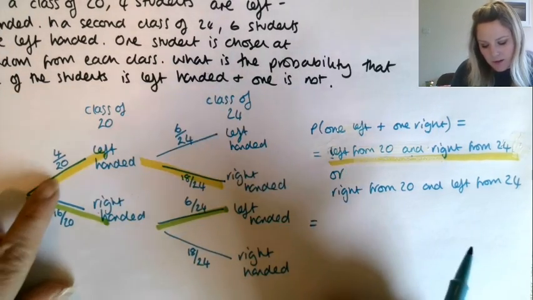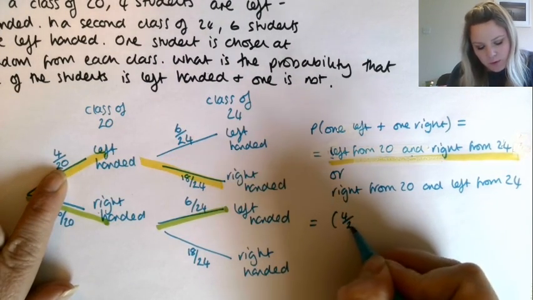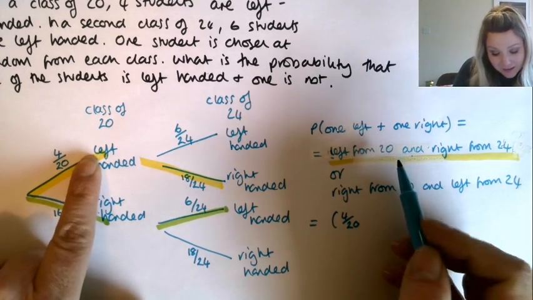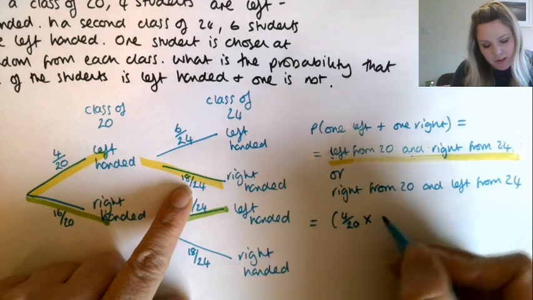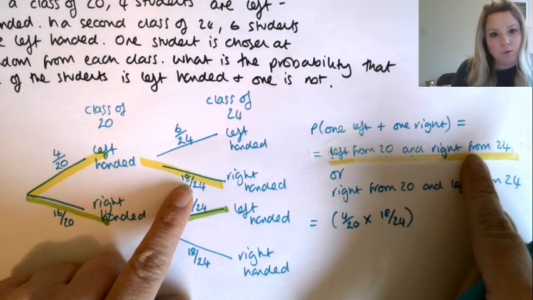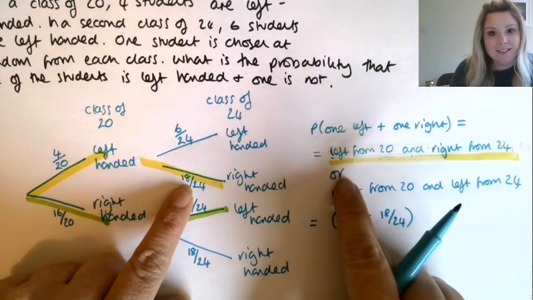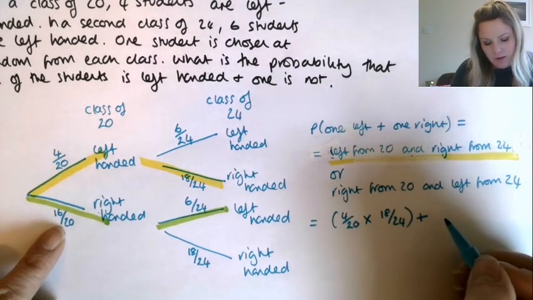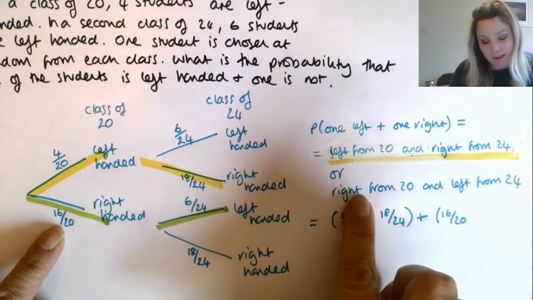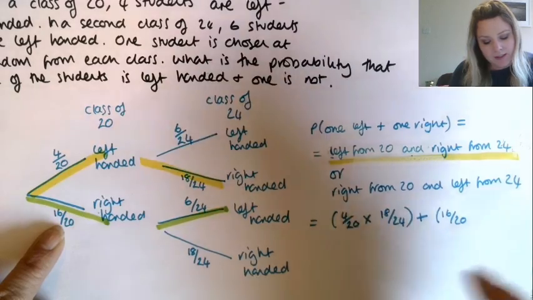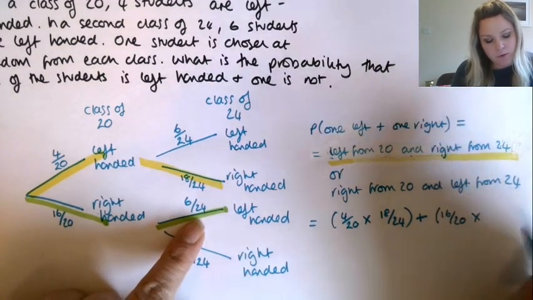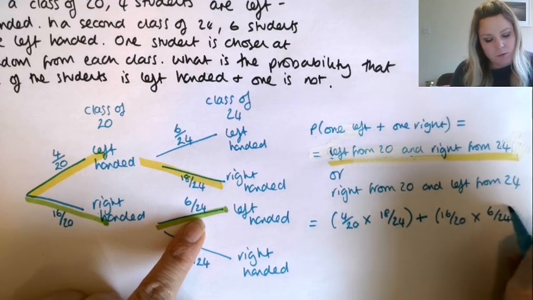So because this is 4/20ths, that we choose left-handed from the class of 20, and remember 'and' means multiply, 18/24 is the right from the 24. Or means add. So 16/20ths, that is the probability that we get a right-handed person from the class of 20, and multiply left-handed person from the 24 is 6/24.